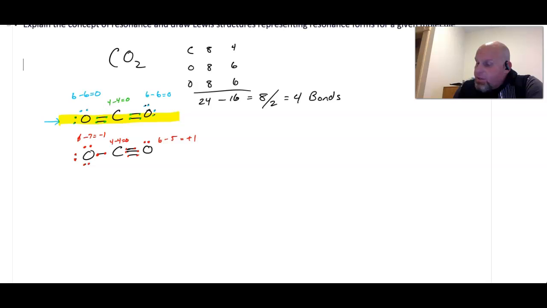This second possibility, you can see I have an oxygen with a -1 formal charge and another oxygen with a +1 formal charge. We would like to avoid that if possible, so we would not consider this structure to be a viable option for CO2.